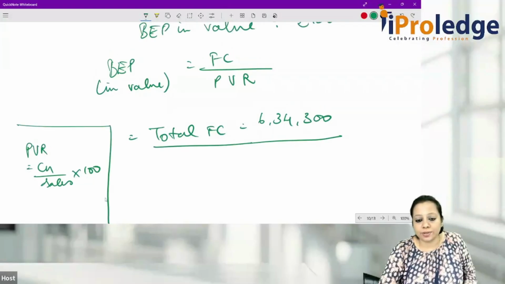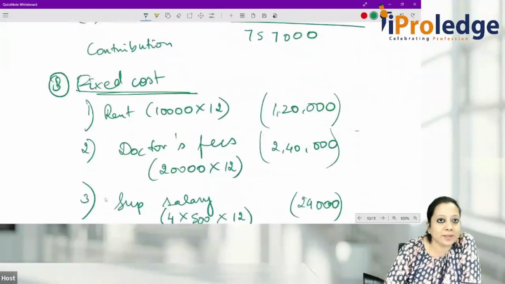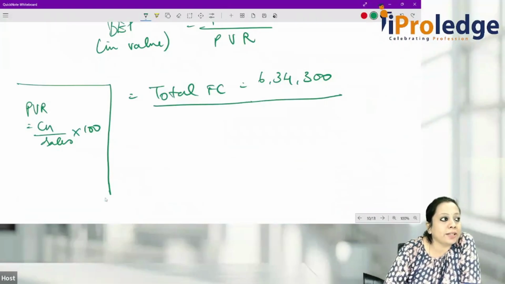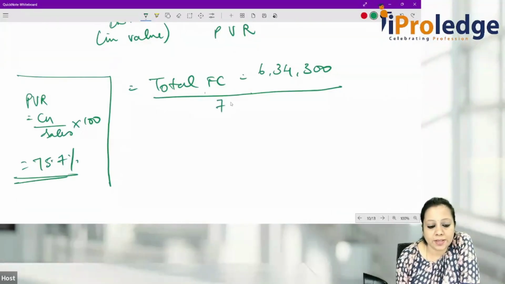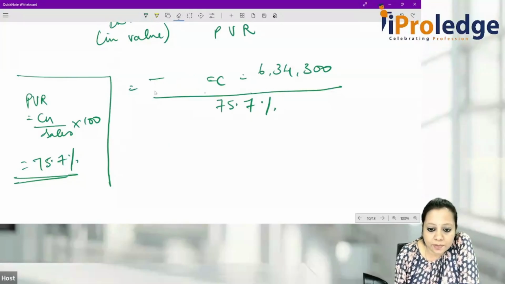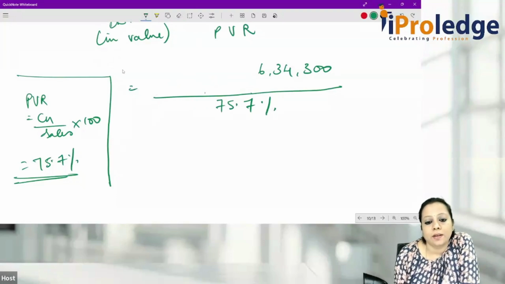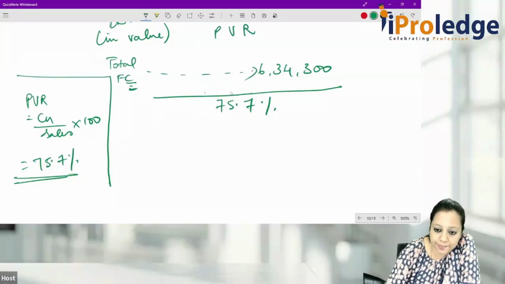So what is the contribution, students? Yes, ma'am. 7,57,000 divided by 10 lakhs, no? So is it 75.7? Yes. So 75.7 percentage. So you may get confused, so I just removed that word. Total fixed cost. Same thing only. That is only this. Okay.